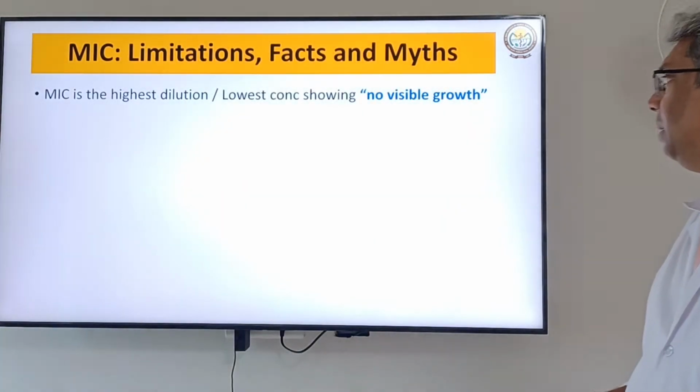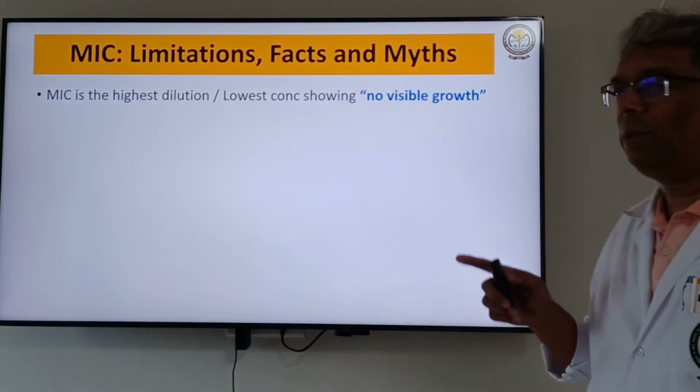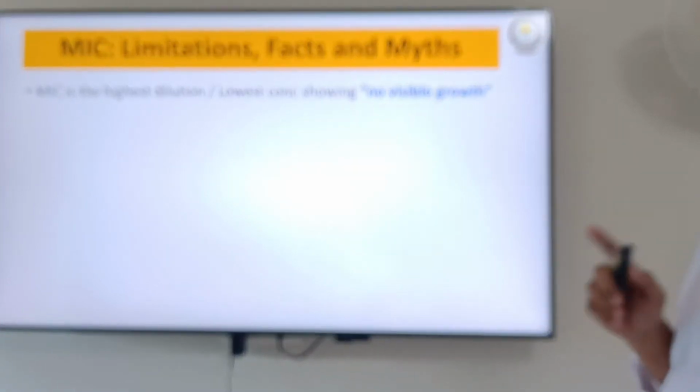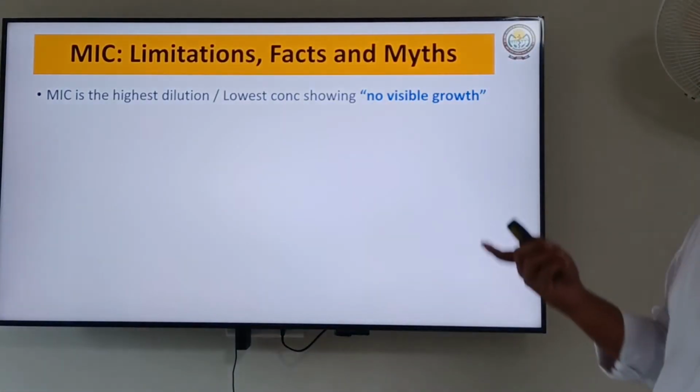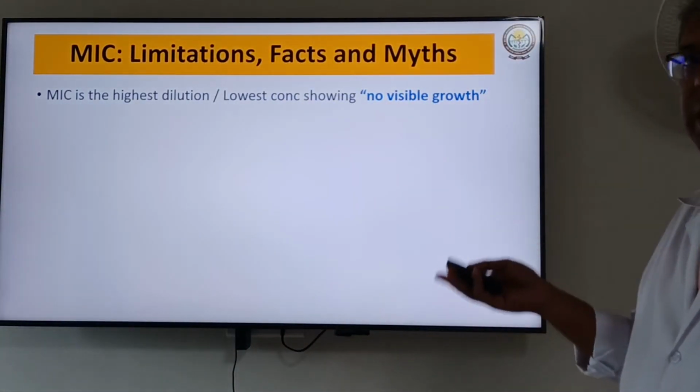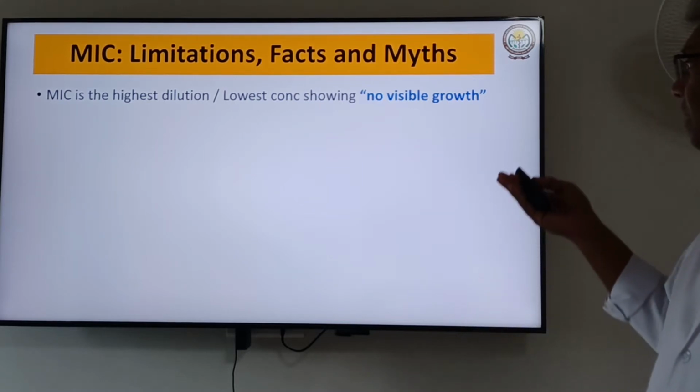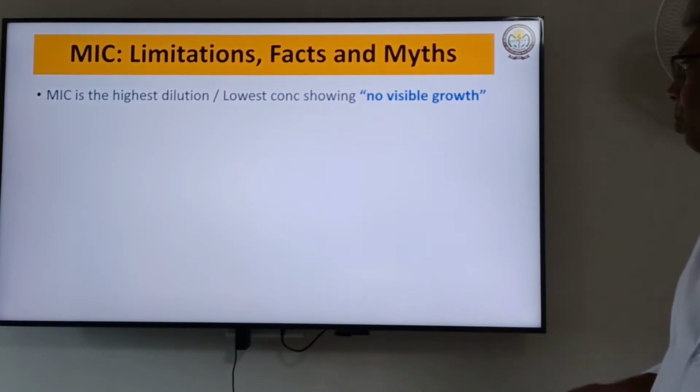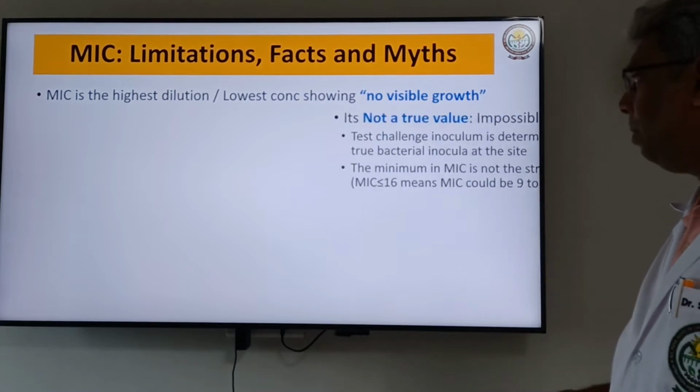So there are some facts and myths. What we call the MIC is the highest dilution or the lowest concentration which shows no visible growth. That means we cannot see 10 to the power 4 CFU per ml, maybe we can see 10 to the power 5 or 10 to the power 6, but if there is no visible growth, that does not mean there is no growth. No visible growth does not mean no growth.